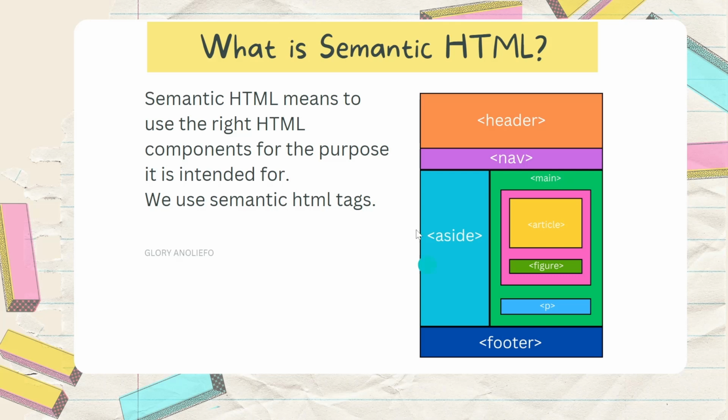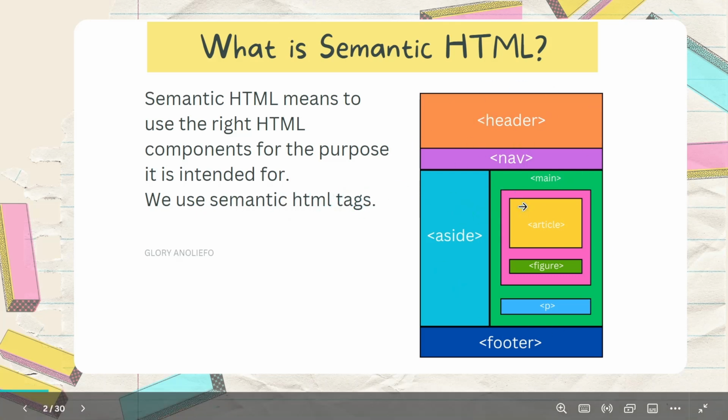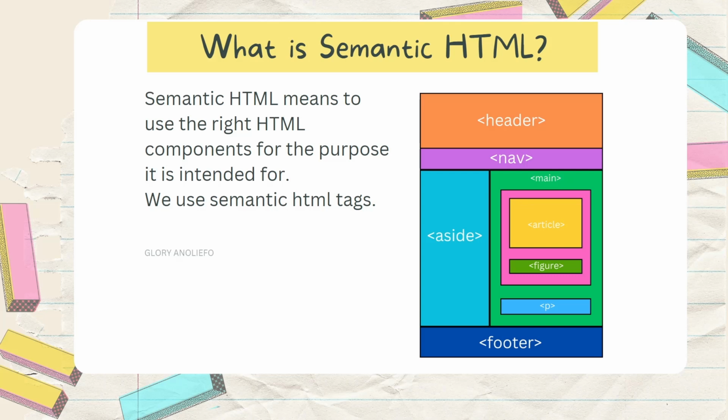What is semantic HTML? Semantic HTML means to use the right HTML components for the purpose it is intended for. So to be able to write semantic HTML, we need to use semantic HTML tags. You can see in this example here. The reason why we use semantic HTML is because it helps us and our computers know what each part of the web page is for, like knowing the cover, table of contents, and chapters in a book.